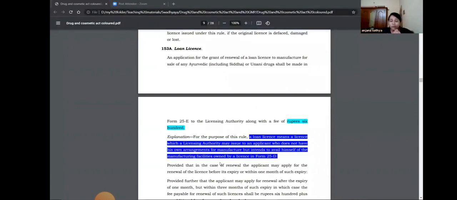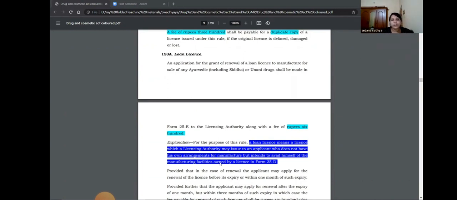What is the meaning of loan license? You can see it in the blue colored lines. A loan license means a license which a licensing authority may issue to an applicant who does not have his own arrangements for manufacture but intends to avail himself of the manufacturing facilities owned by a licensee in form number 25D.